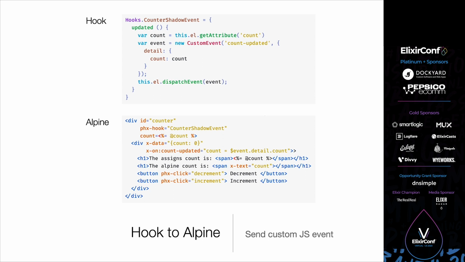Going from hook to Alpine, we can send custom events that can be handled within the Alpine code. So here's a hook. We are creating a custom event. We give the event name and then any data we want to go along with that. And then we call dispatch event on that element. That element is whichever element that we registered the hook on. So the event will go to this element. Here we're capturing it, so x-on and then the event name. So this is the same event name that we used up here, and we can pull out any of the details from the event.